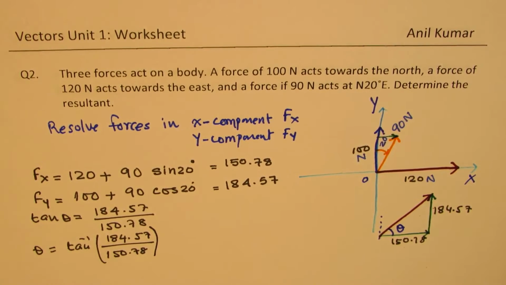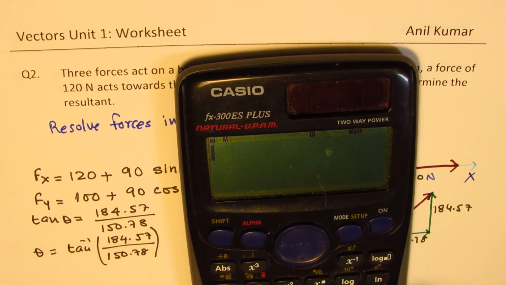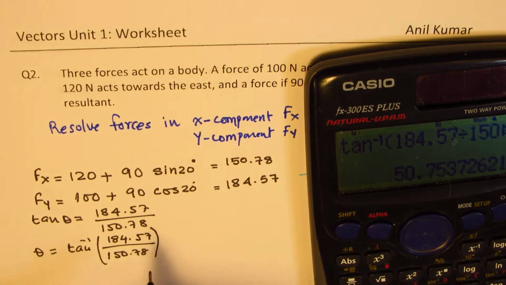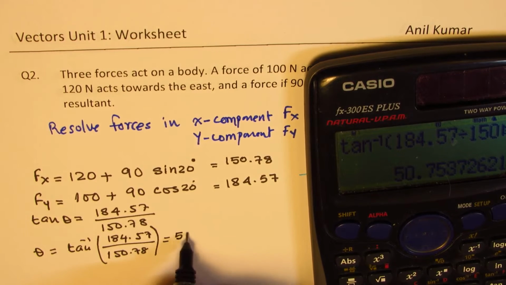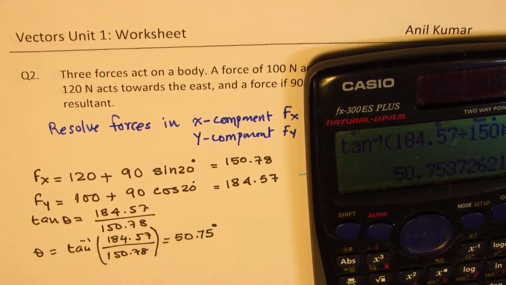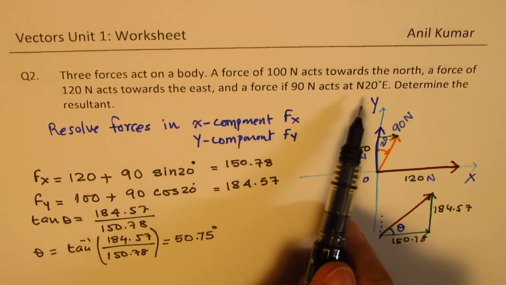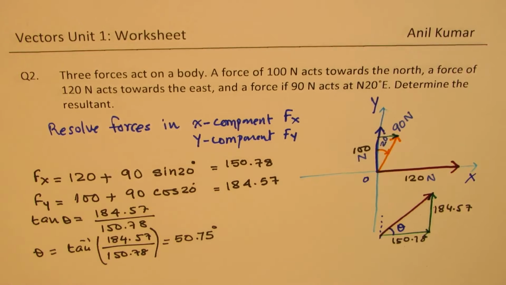So let's find this. So we'll do tan inverse of 184.57 divided by 150.78. That gives us 50.75 degrees.